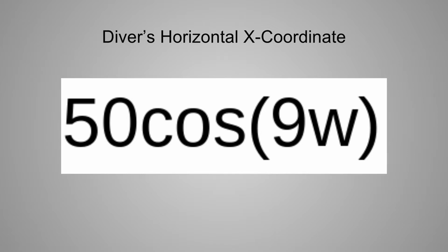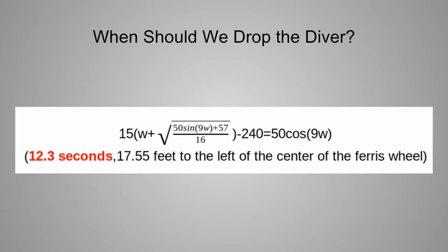Now that we can solve the cart's x-coordinate, we can find the diver's x-coordinate with this equation. This tells us how far away the diver will be from the center of the Ferris wheel. It is important to know that a positive number means the diver is to the right and a negative number means the diver is to the left. In addition, your answer will be constrained by the Ferris wheel radius of 50, meaning it must be between negative 50 and 50 feet. The time we should drop the diver is at 12.3 seconds after the wheel starts turning from the 3 o'clock position.